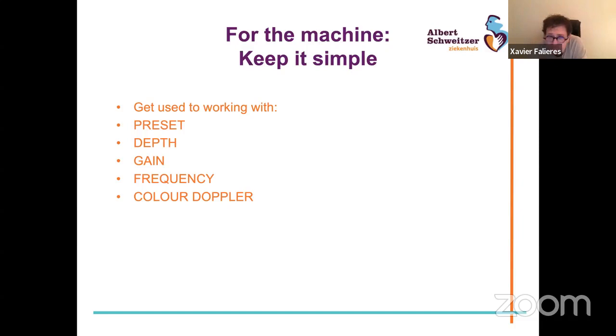So please keep it very simple. We have presets. We need the depth, the gain, the frequency, and some color Doppler, and that's it. We are not radiologists, so we are very simple anesthetists, and that's what we need.